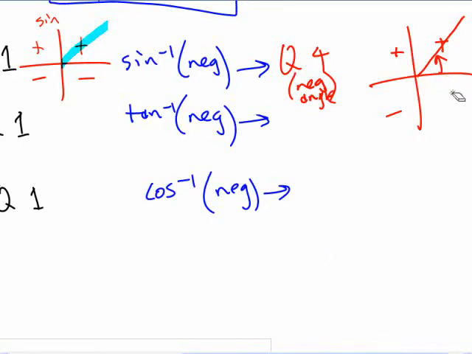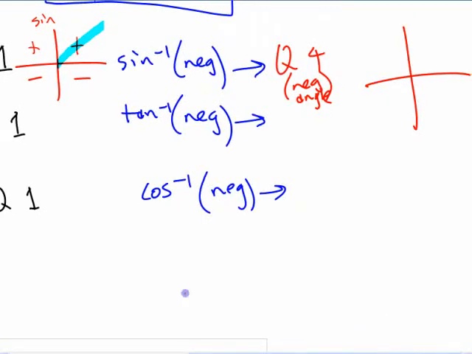What would it do for tangent? Where's tangent positive and where is it negative? Tangent's positive there and there, negative there and there. What do you think tangent inverse does when you put in a negative ratio? It doesn't do second quadrant. It could, but it doesn't.